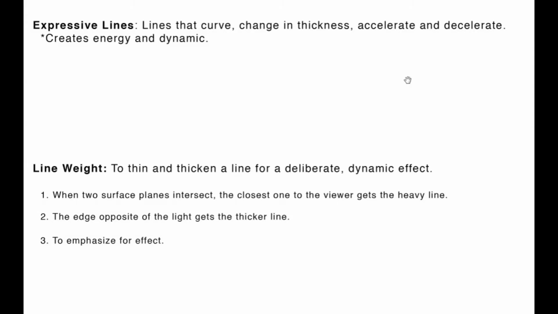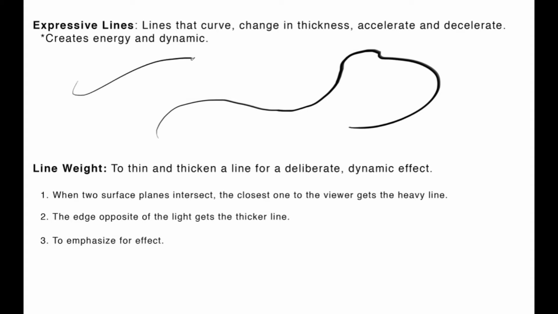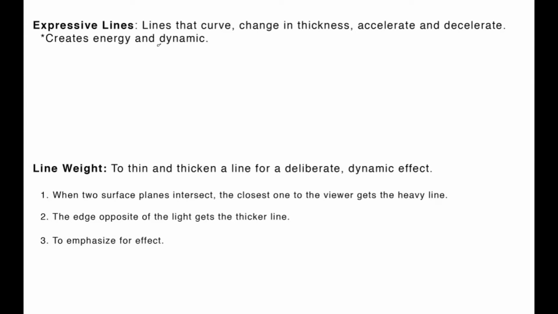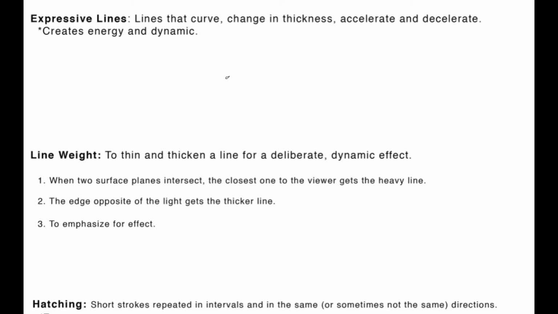All right, let's get into more technique. There are what are called expressive lines. Lines can do a variety of very interesting things. Expressive means that a line is not dead and sterile, okay? Expressive means that lines can curve, they can change in thickness, they can accelerate, they can decelerate. They can curve sharp, they can curve wide and slow. This creates energy and dynamic. Dynamic is a special word for change. Work that's expressive has life.